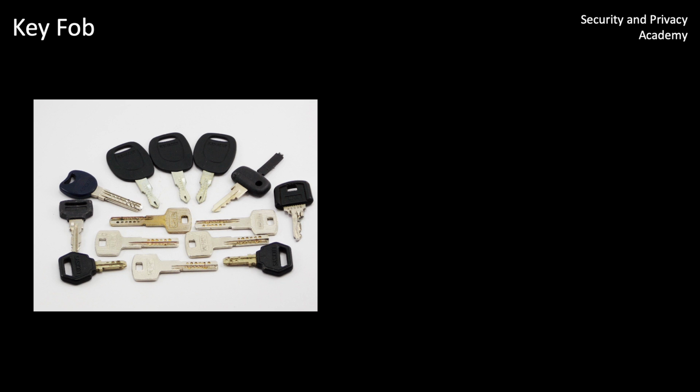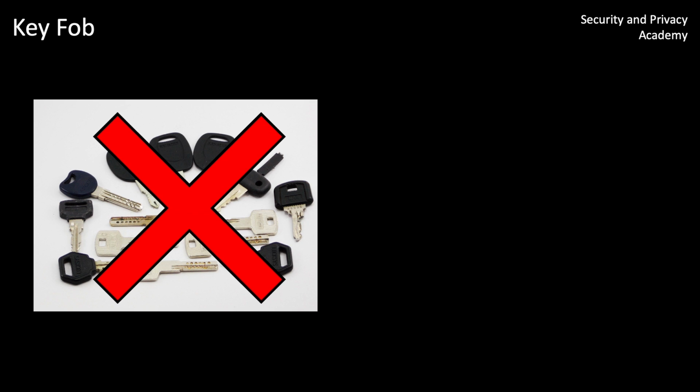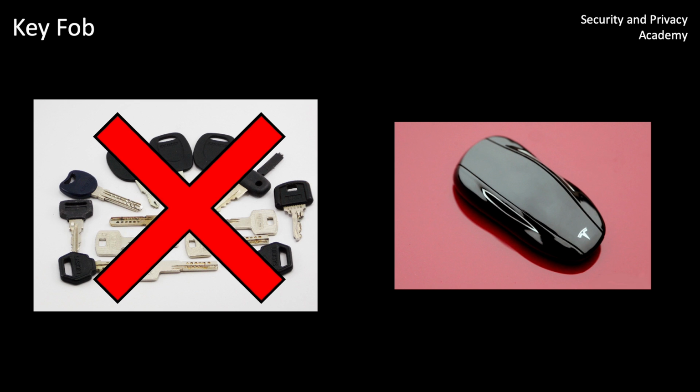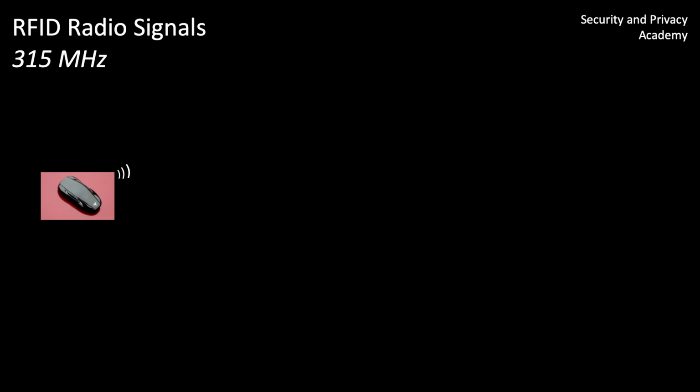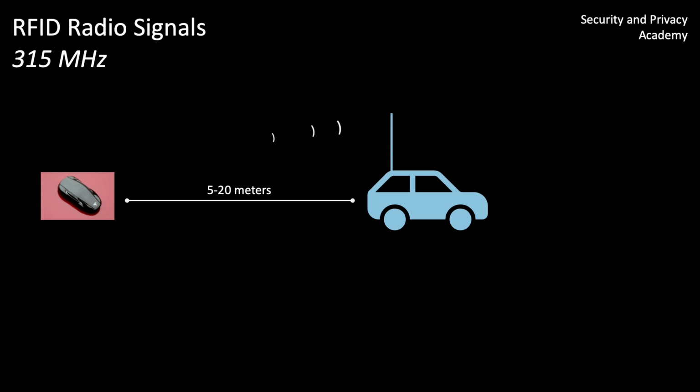First, how do keyless cars work? The traditional key has long been replaced by what's known as a fob, or simply a remote control. The key fob sends and receives encrypted RFID radio signals at a frequency of about 315 MHz. The range is usually 5 to 20 meters. Antennas in the car also send and receive encrypted radio signals. Key fobs are always listening for your car's signals, but it needs to be in range of the car to detect the car's signal and unlock it.